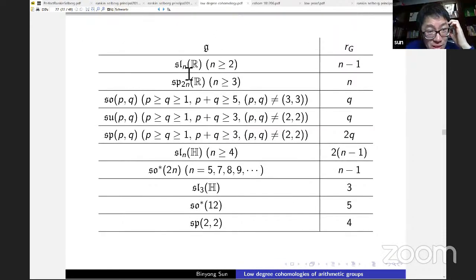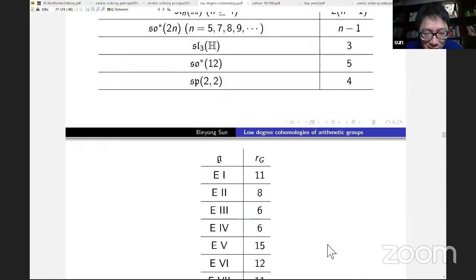For example, if G is SL_n(R), then RG is just the rank. So in many cases, this RG is just the rank. For symplectic Lie algebras, this is also the rank. If G is SO(p,q), RG is still the rank. And for SU(p,q), it's still the rank. But in some other cases, it's not. For example, for Sp(2,2), this is not the rank, this is 4. It's not the split rank. Anyway, this is known in all cases.